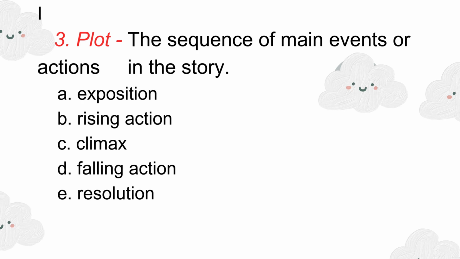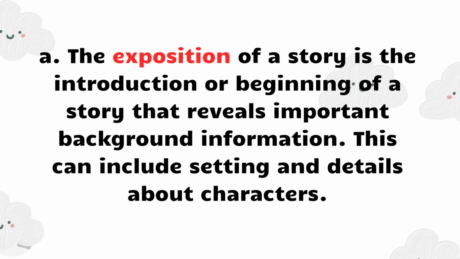The plot has 5 essential parts, namely exposition, rising action, climax, falling action, and resolution. Now let's talk about the 5 essential parts of a plot, starting off with the exposition. Exposition is the introduction or beginning of a story that reveals important background information. This can include setting and details about characters.